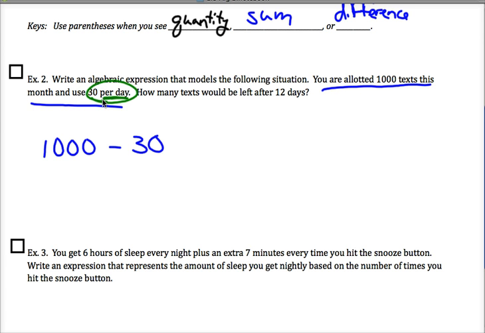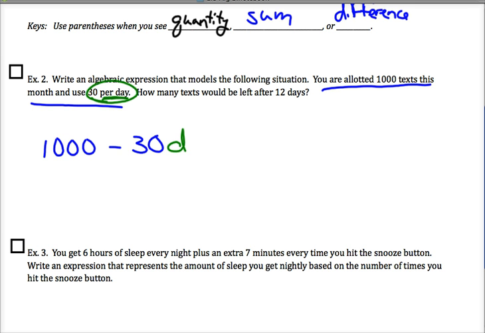That per is kind of a key word. When you see per or for each, something to that effect, that's a good time to be thinking, I'm going to need a letter there. So maybe I'll use a D in this case. That stands for every day. Every day I lose 30. So if it was 1 day, I'd go 30 times 1. 2 days, 30 times 2, and I'd take away 60. 3 days, 30 times 3 would be 90. I'd take away 90. Okay, so this is an algebraic expression.